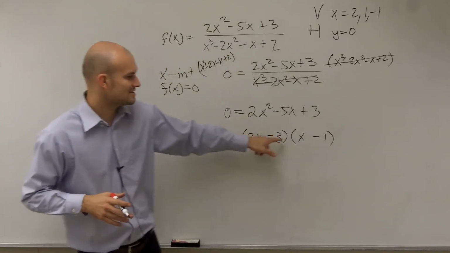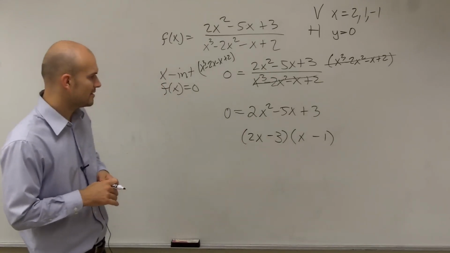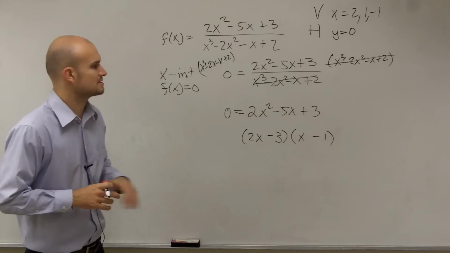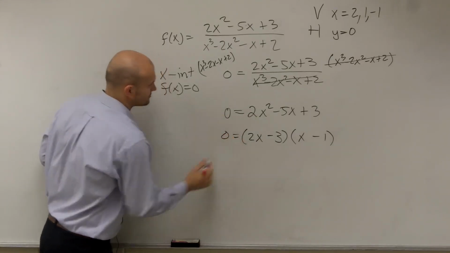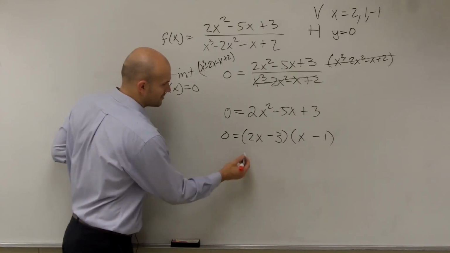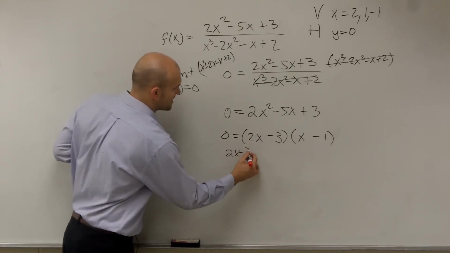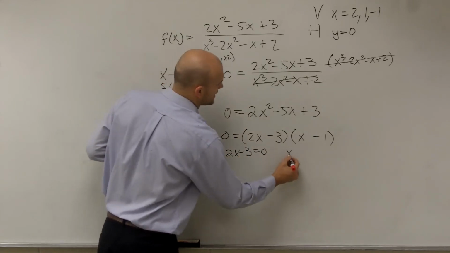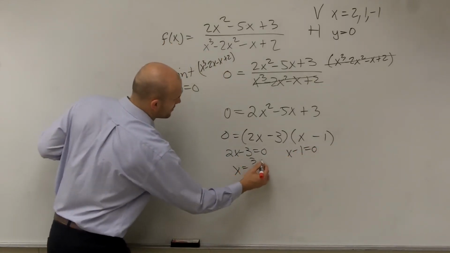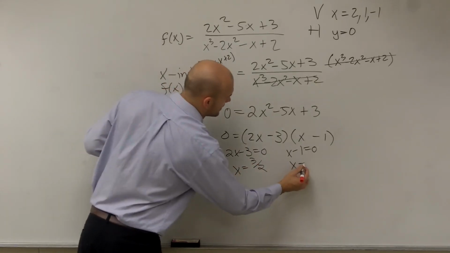I was thinking about switching them the other way. That's what I was looking at. But that will work, right? Yep, that works. There you go. Equals 0. So therefore, your x-intercepts are going to be: 2x minus 3 equals 0, and x minus 1 equals 0. So now you could say x equals 3/2, and x equals 1.